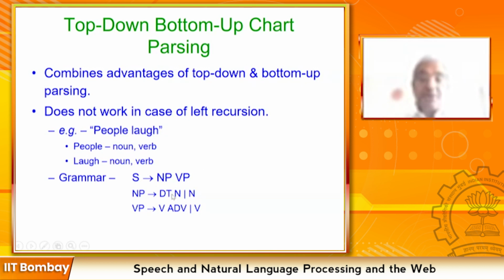So S goes to NP VP, NP goes to DT N or N, VP goes to V ADB and V. So again, repeating that NP goes to DT N and NP goes to N are two different rules. Okay, VP goes to V ADB and VP goes to V are two different rules. I could have written them one after the other, but this is a more accepted convention.